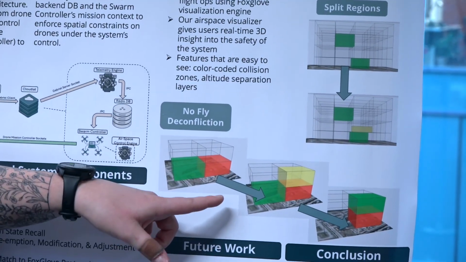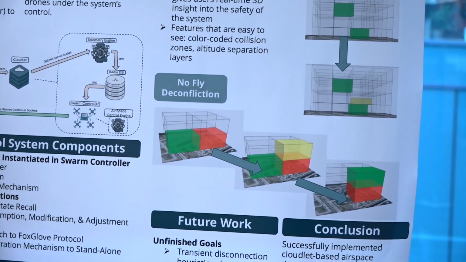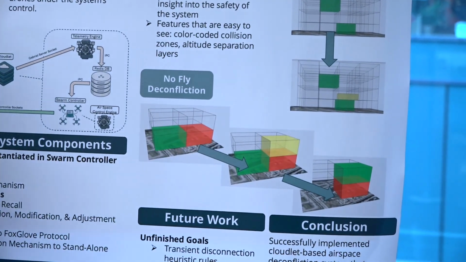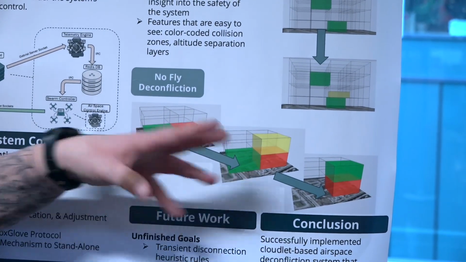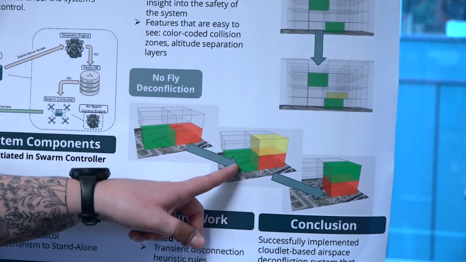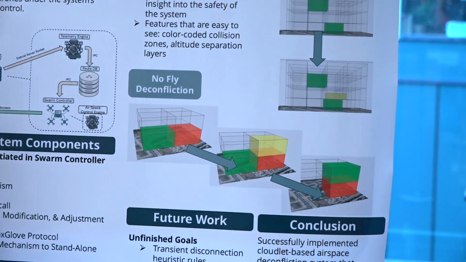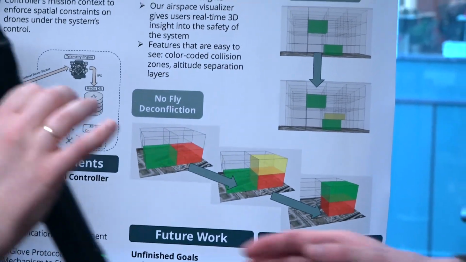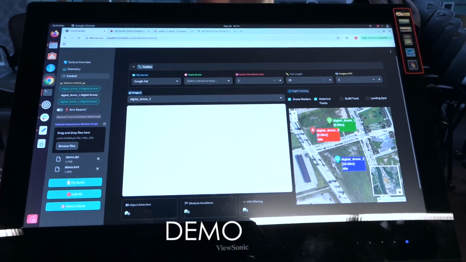And then finally, it allows for no-fly zone or airspace deconfliction. So this red box here is a predefined no-fly zone. Even though there's no other drone occupying it, this drone would have to avoid moving into that box. And so my partner Hunter is going to demonstrate the system.